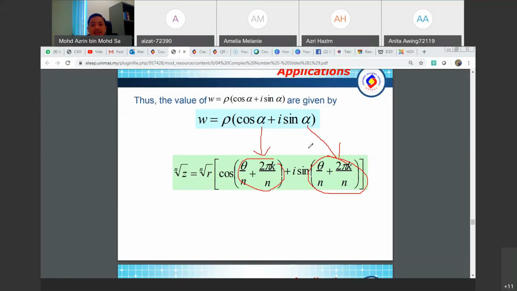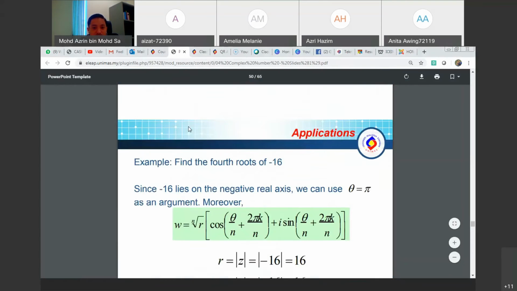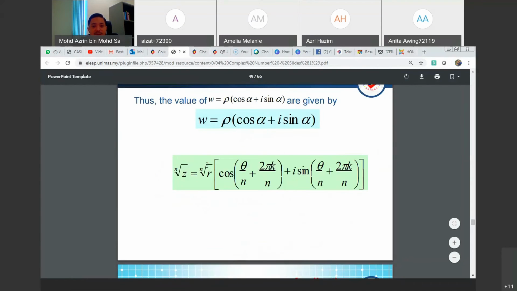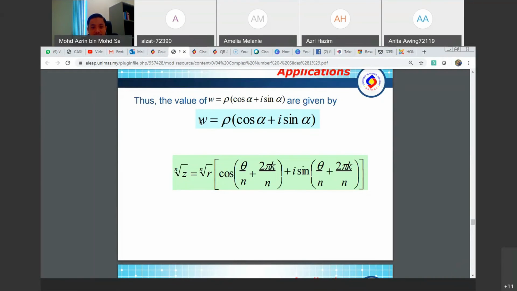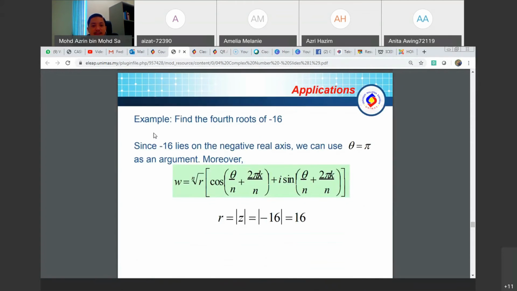That's settled. So, for complex numbers using De Moivre's theorem, to get the roots, you use this W equal to rho cos alpha plus I sin alpha, where W is equal to Z to the power of 1 over n, and rho is equal to R to the power of 1 over n. Then cos alpha is this value, and sin alpha is this value. This is the last formula. And we can try an example.